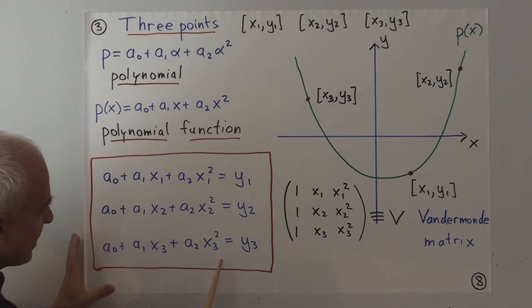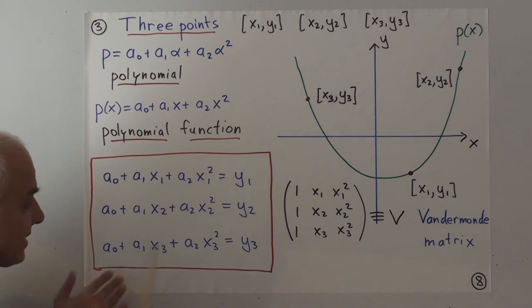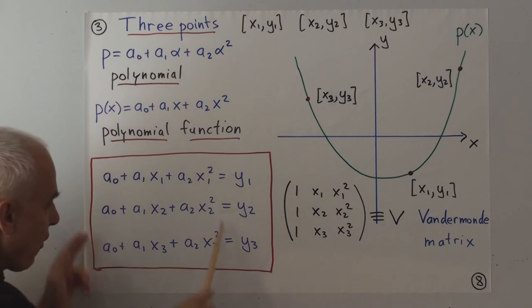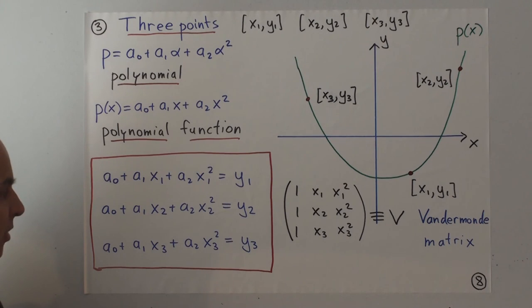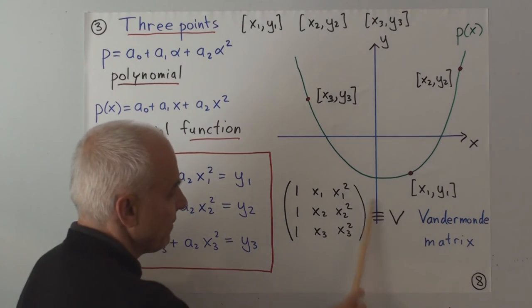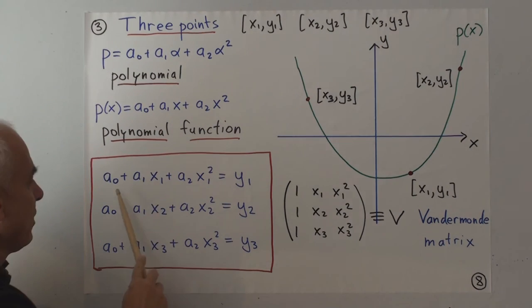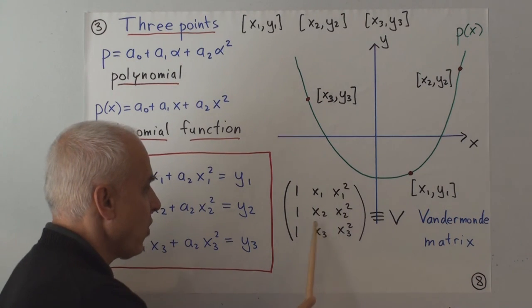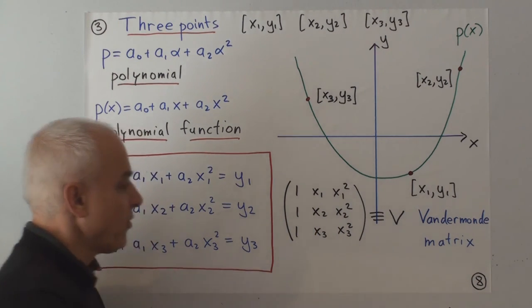Now, when you think of this as a system, like Ax equals b, then it's the coefficient matrix over here that's going to be important. And that coefficient matrix has a very pleasant form. Just the coefficients of a0, a1, and a2, along the first row, second row, third row.